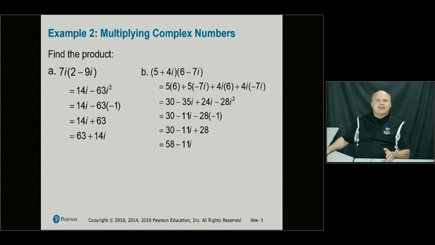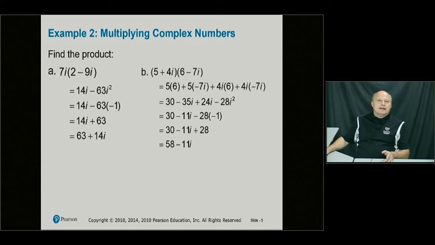Now you're like, where does the negative 11i come from? That's just by combining the two terms in the middle. Negative 35i plus 24i happens to be negative 11i, and there's nothing else to do with that. There are no other i's in the expression. So the final answer is going to be 58 minus 11i.